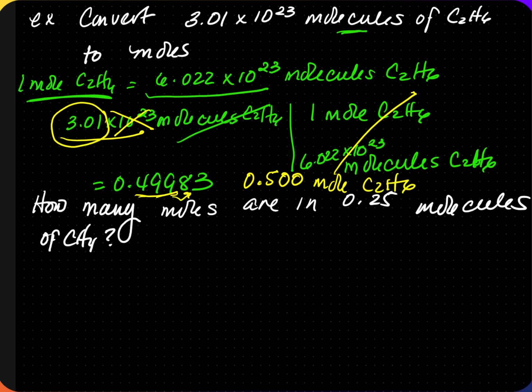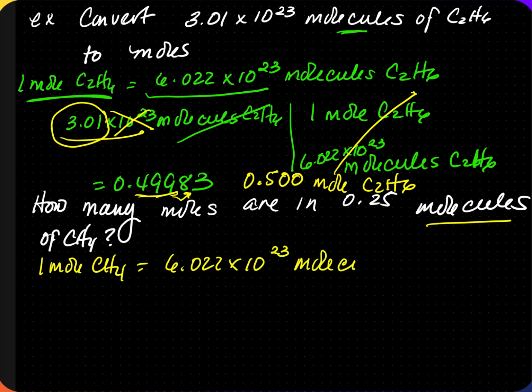How many moles are in 0.25 molecules of CH4? So again, this is Avogadro. So we have 1 mole of CH4. This is equal to Avogadro's number, 6.022 times 10 to the 23rd. And we don't write units, we write molecules of methane. We start with what's given, which is 0.25 molecules of methane.